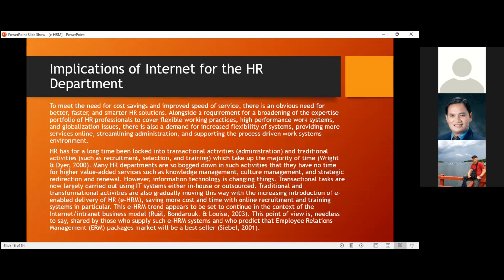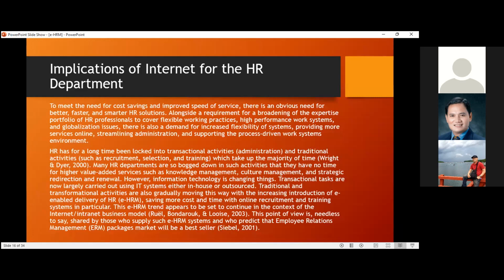HR has for a long time been locked into transactional activities or administration and traditional activities such as recruitment, selection, and training, which take up the majority of the time. Many HR departments are so bogged down in such activities that they have no time for higher value added services such as knowledge management, culture management, and strategic redirection and renewal.